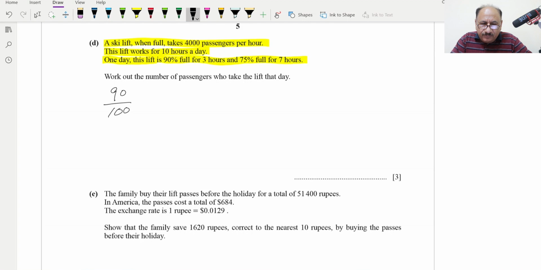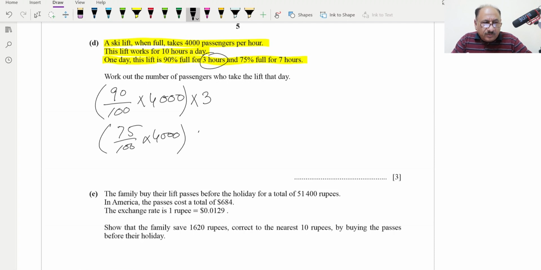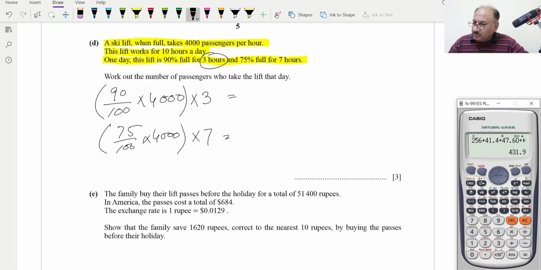So 90% occupancy rate and 4,000. 90% of 4,000 we will calculate, and we will multiply it by 3 because this is 3 hours, and 75% of 4,000, this is the occupancy rate for the rest of the 7 hours. So these two values we will calculate and add them and we'll get the answer.